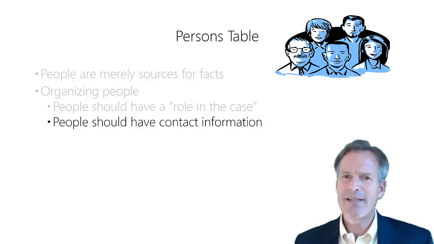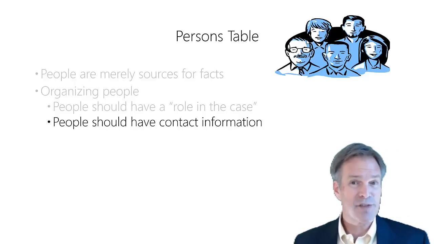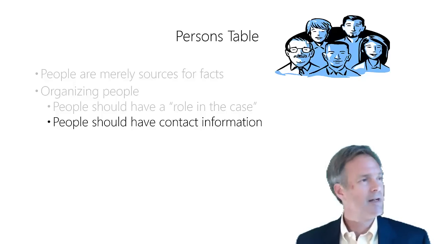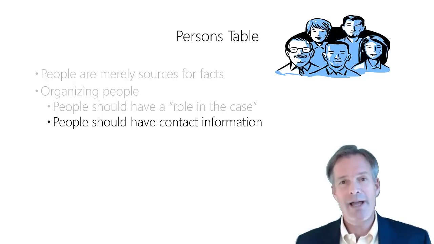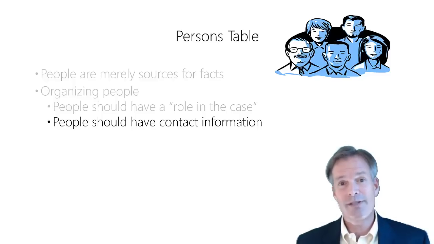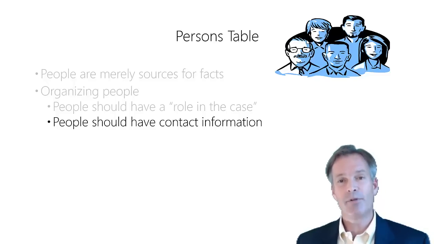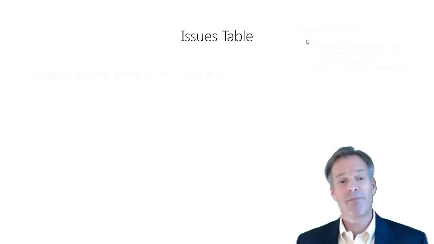People should have contact information. Why? And by contact information, I mean a service address, a physical address, a mailing address, an email address, and telephone numbers. Why? Because you're going to want to track these people down later, to call them, to tell them when the trial is, to talk to them again, to follow up, to serve them with subpoenas for documents and for testimony. You've got to have the contact information for all people, and you record that information on the persons table.